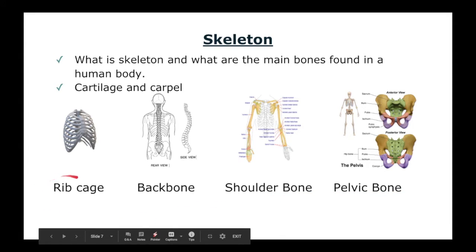Now we are going to see about the different important bony structures which are present in the human body. The first part we are going to see is the rib cage. Rib cage, we used to call it chest bones.